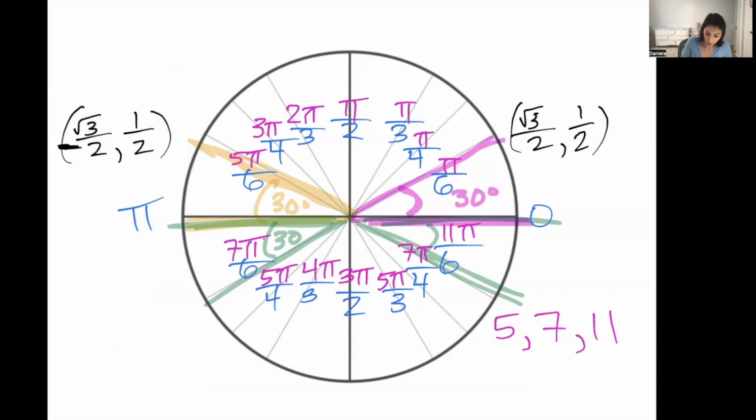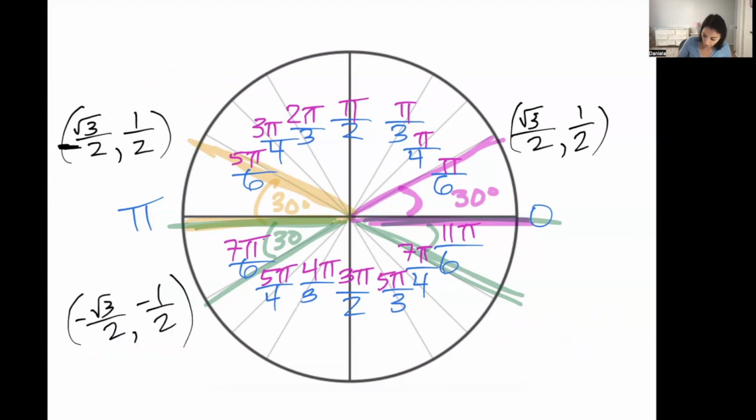Everything in quadrant 3, both the y and the x values should be negative. And then in quadrant 4, only the y value is going to be negative, right? So there's that symmetry. So now all of the denominator of 4s, those are going to be the matching ones. So those are the square root of 2 over 2s.